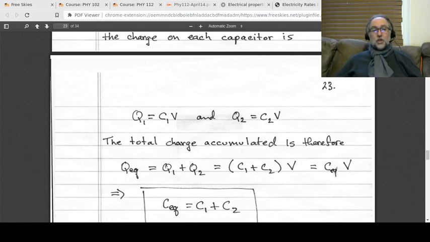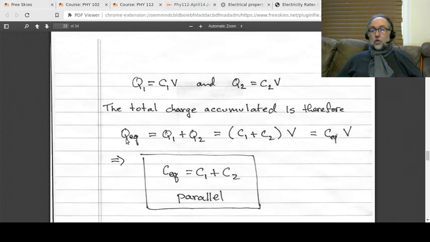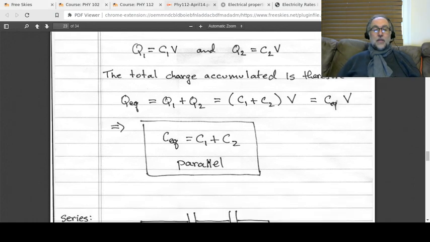charge accumulated? Well, the total charge accumulated, we can call it Q equivalent. That's going to be the sum of the charge accumulated on C1 and the charge accumulated on C2. If we plug in the formulas, we get C1V plus C2V. We can factor out the V, so we get C1 plus C2 times V is equal to the effective capacitance times V. You divide out the V and you find that the effective capacitance is just C1 plus C2. So whenever you have capacitors in parallel, their capacitances add. Two capacitors in parallel, C1 and C2, the equivalent capacitance is C1 plus C2. Great. So what's next?